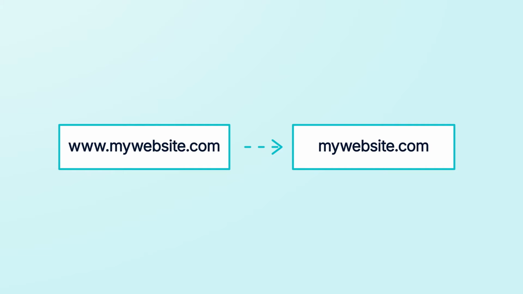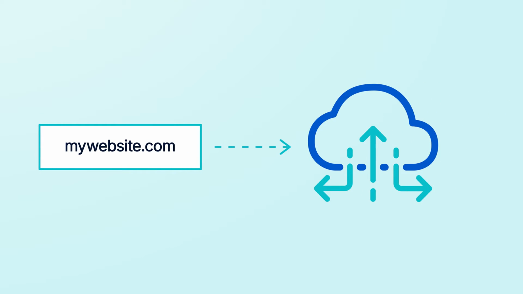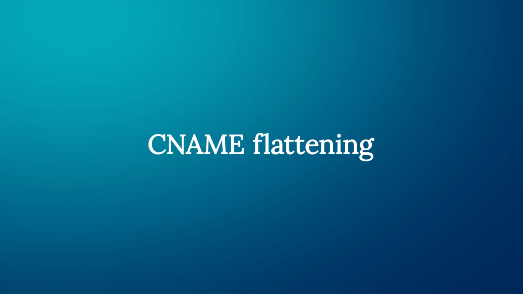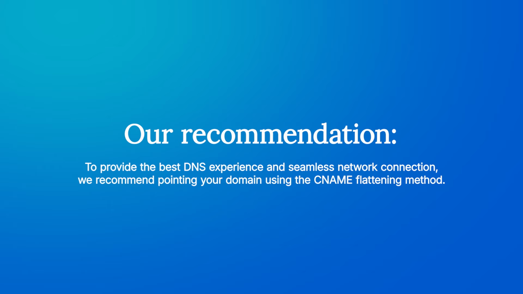You can also use CNAME records to connect a root or apex domain name. In other words, a domain name like mywebsite.com that doesn't include www or any other subdomain, to a cloud-based service like WP Engine. This technique is called CNAME flattening, and it's what allows you to point your root domain to a CNAME instead of an IP address. To provide the best DNS experience and seamless network connection, we recommend pointing your domain using the CNAME flattening method. However, not all domain providers support this method. If yours doesn't, that's okay. You can use A records to point to an IP address instead because all providers support using them.